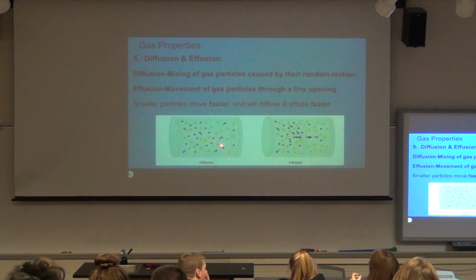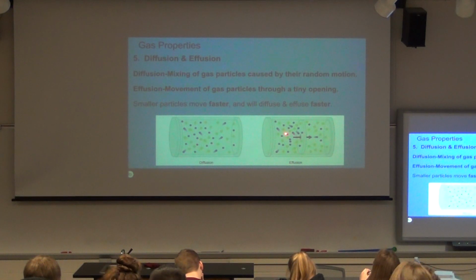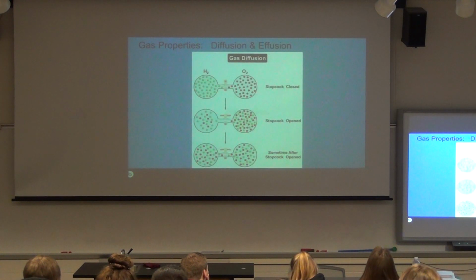Here's kind of an example. Effusion has that little disc with a little hole in the middle, so that the gases on one side are slowly making their way through. It looks like the purple ones are getting their way through and the green ones are making their way through there.